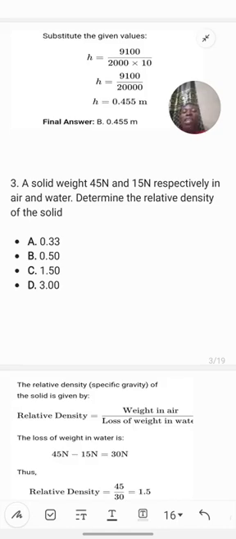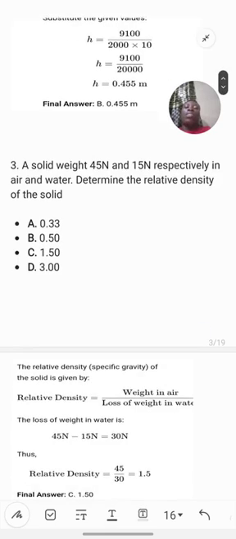Now, if you can remember, they tell us that a solid weighs 45 Newton and 15 Newton respectively in air and water. So respectively there means 45 Newton will go to air and 15 Newton will go to water. Do you understand that? That's the meaning of respectively. 45 Newton for air, 15 Newton for water. Meaning that we have our weight in air already, and our weight in air is 45 Newton, while the weight in water is 15 Newton.